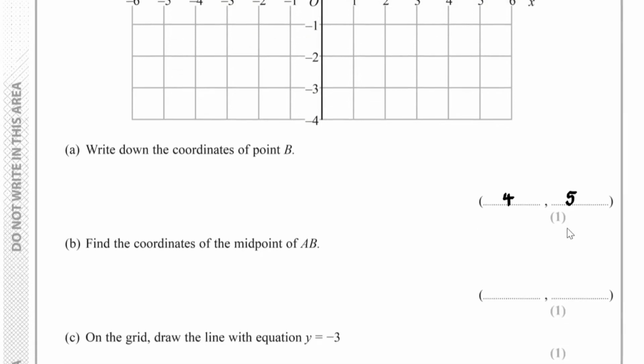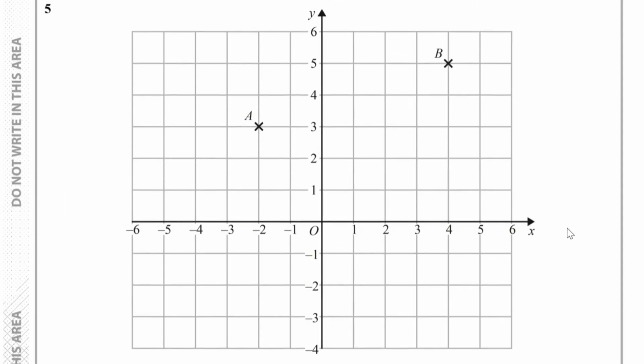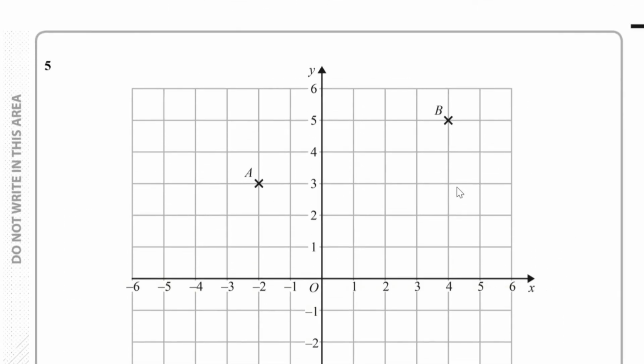Then for part B, we have to find the midpoint of AB. Well, here is A, here is B. What you will find is, from here to here, we go 1, 2, 3, 4, 5, 6 across, and then 2 up. So for the midpoint, we would have to go.